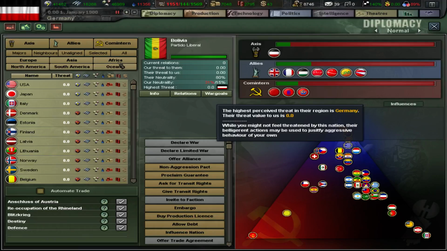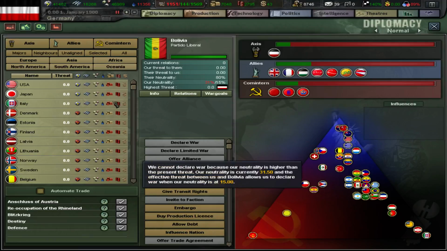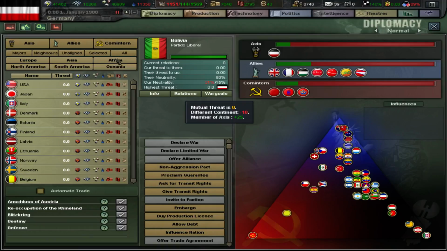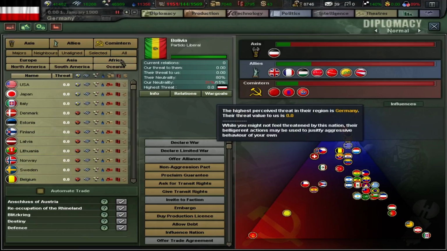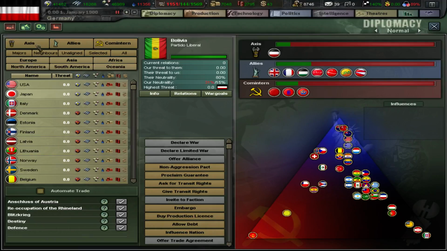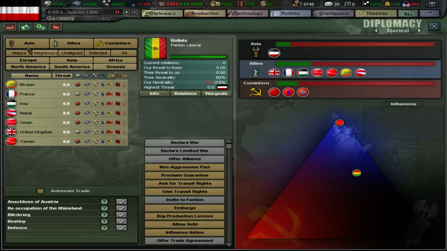To declare war on someone, if we click here, you cannot declare war because our neutrality is higher than the present threat. Our neutrality is currently 31.50, and the active threat between us and Bolivia allows us to declare war when our neutrality is at 15. Meaning, we're at 31, we need to be at 15. Basically, the lower your neutrality towards a country, the more aggressive you are. So if we click on England, I think we're pretty much there already.